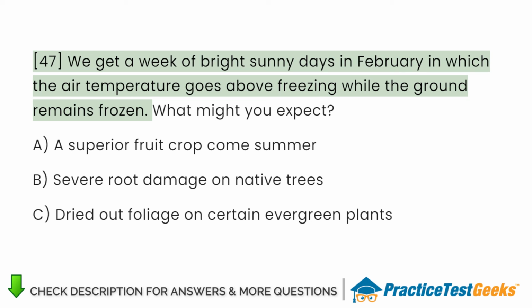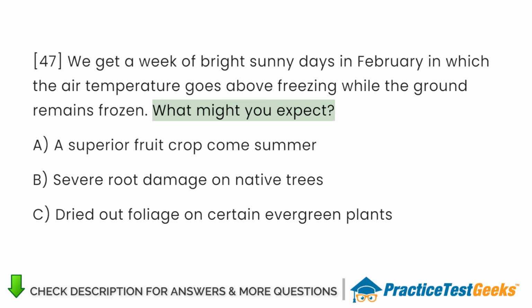We get a week of bright sunny days in February in which the air temperature goes above freezing while the ground remains frozen. What might you expect? A. A superior fruit crop come summer. B. Severe root damage on native trees. C. Dried out foliage on certain evergreen plants.